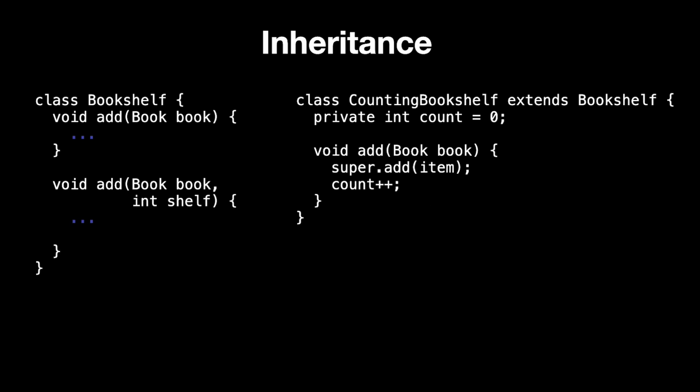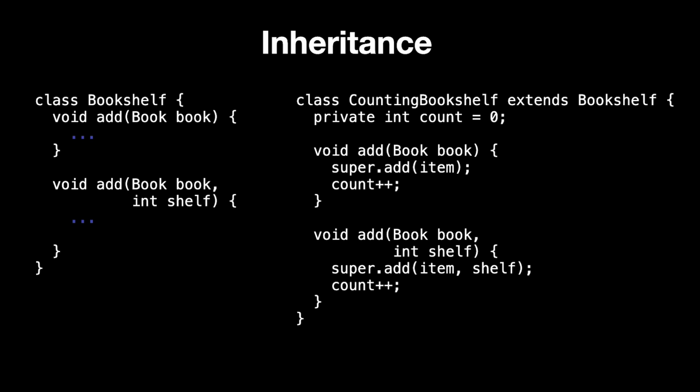Here's the problem. Bookshelf has a second add method that lets me pick which shelf I want instead of just choosing the next available one. So to make it work over on the right, I've also got to override that method. Otherwise, books added to a specific shelf might not get counted, right? Here's the problem. On the left, that add method that adds it to a specific shelf is implemented by calling the top method and then setting the shelf.